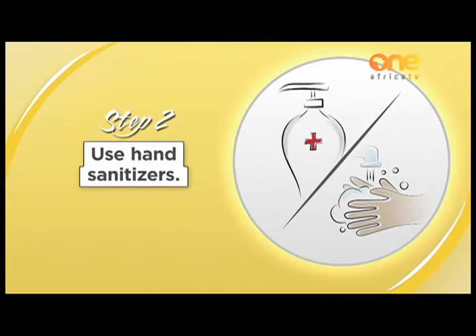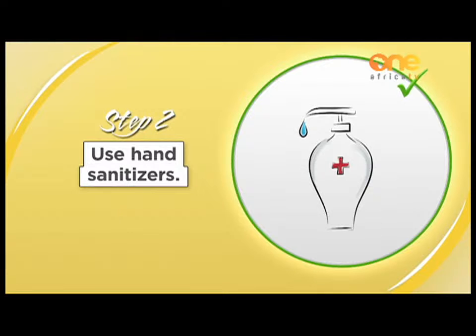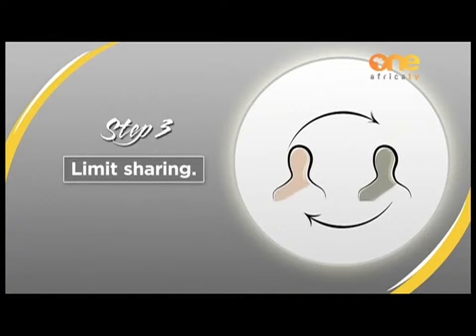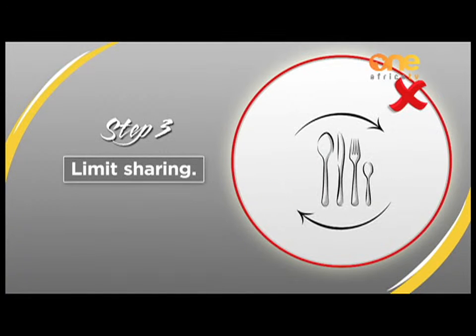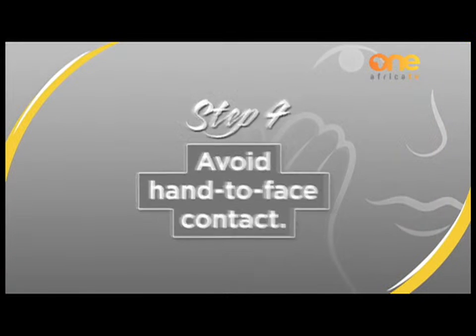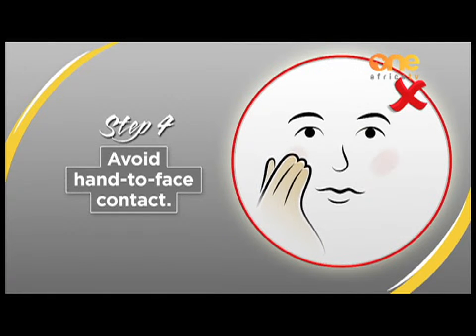Use sanitizers in addition to hand washing or in a situation where soap and water are not available. To avoid spreading germs, limit sharing of personal items such as utensils, cups, and dishes. Your skin acts as a barrier to germs, but your eyes, nose, and mouth are more vulnerable. Wash your hands thoroughly before touching your face, eating, or drinking.